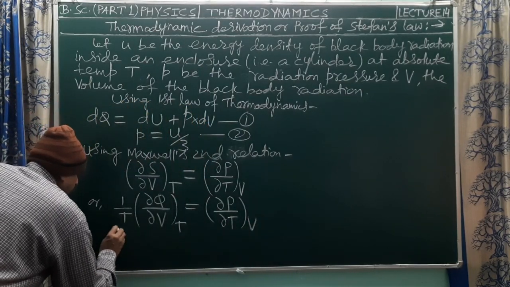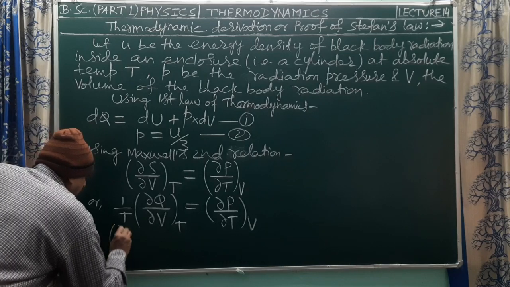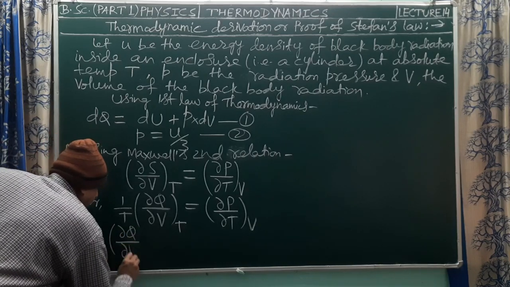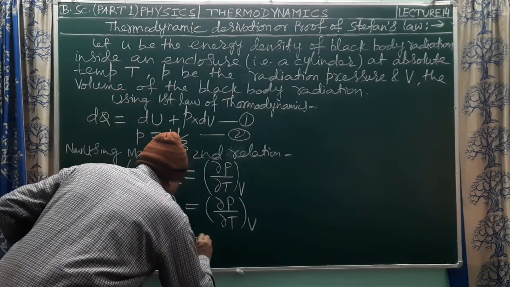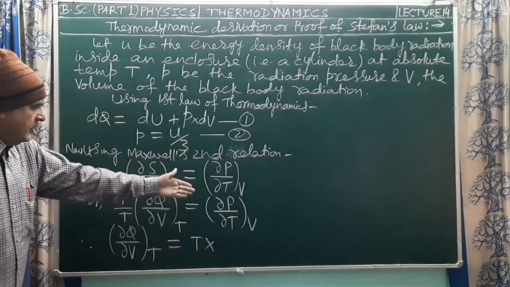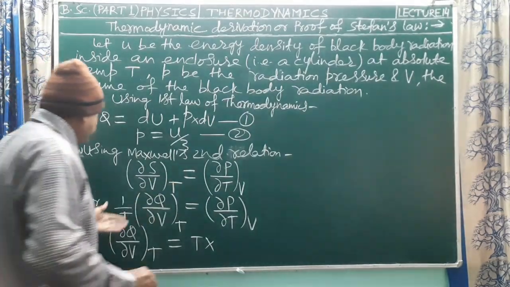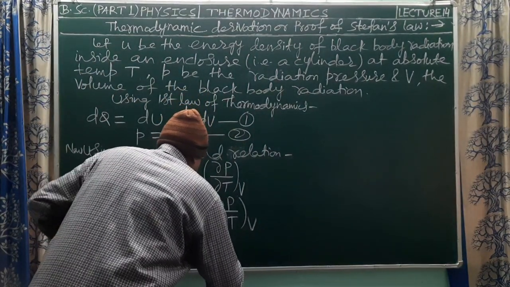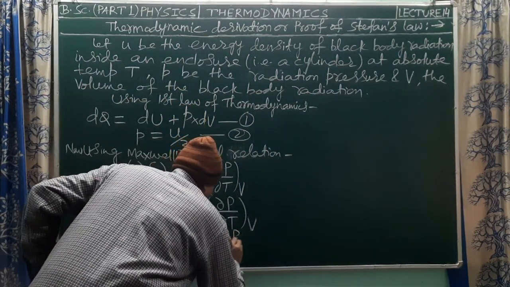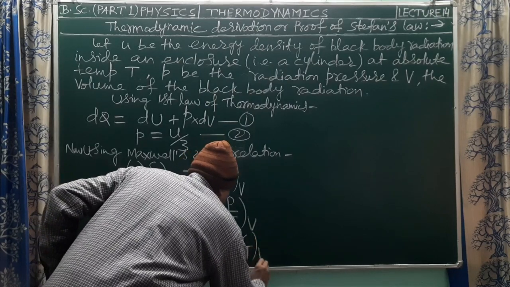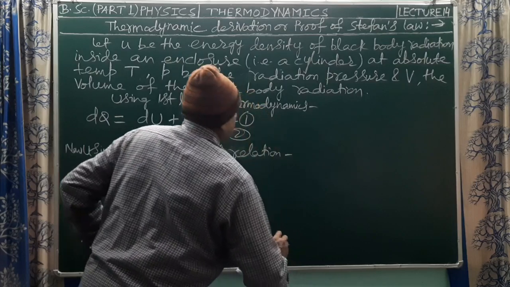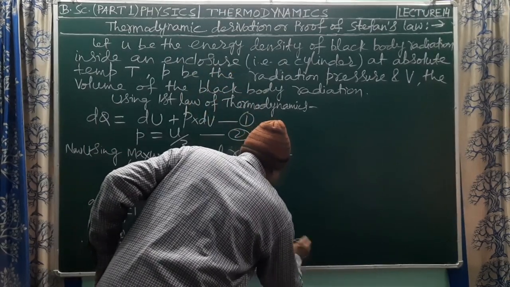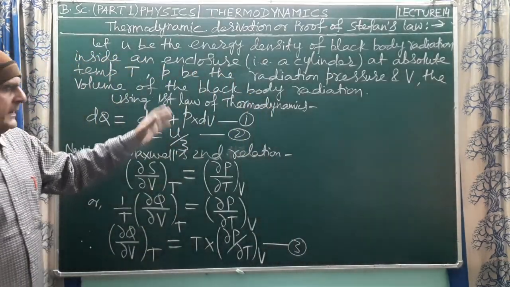Therefore we now have del Q upon del V at constant temperature T equals T multiplied by, using cross multiplication, T is multiplied on the RHS, so it is capital T multiplied by del P upon del T at constant volume V, and suppose it is equation number 3 of the thermodynamical proof.